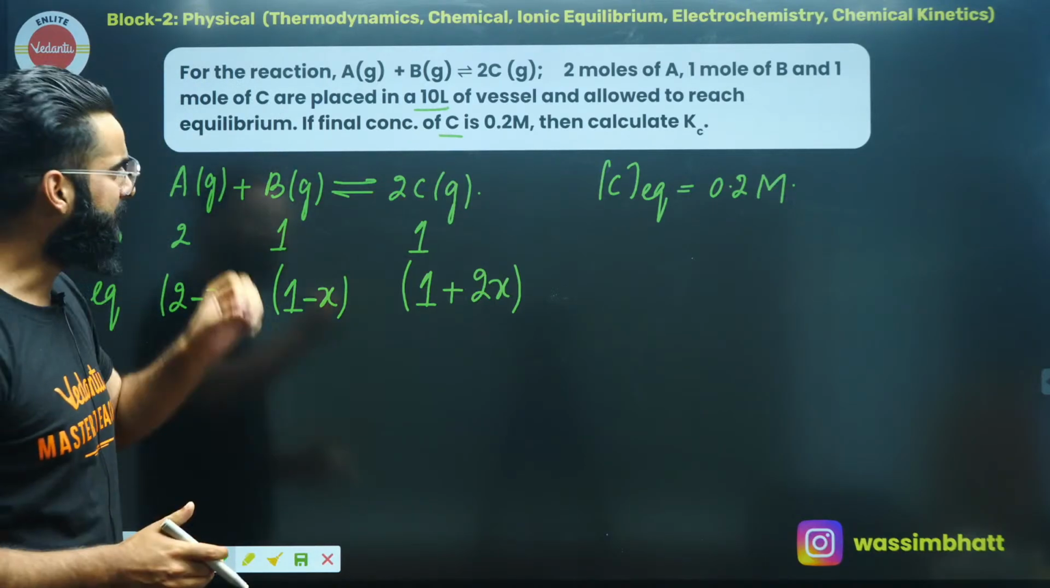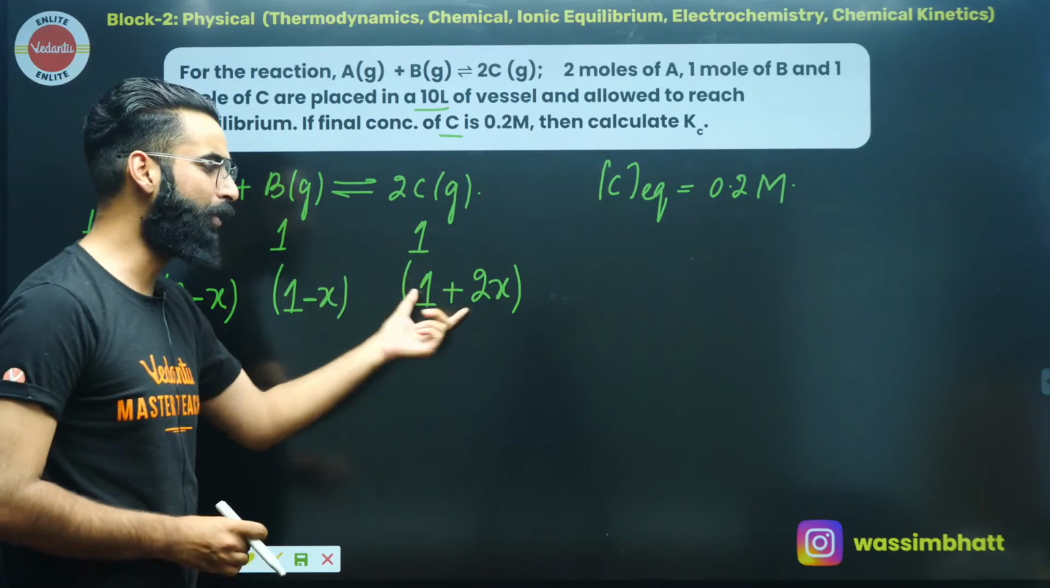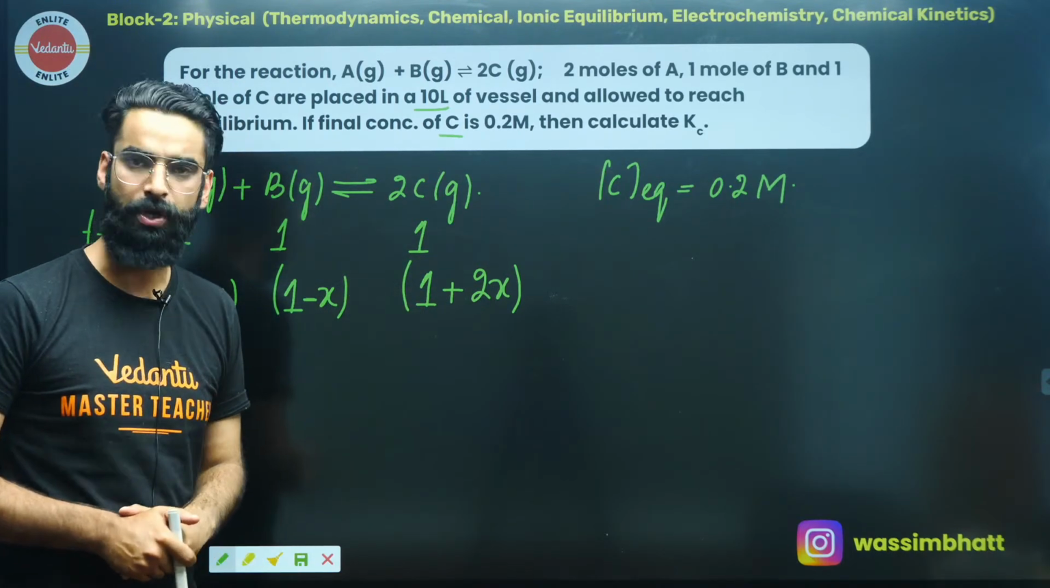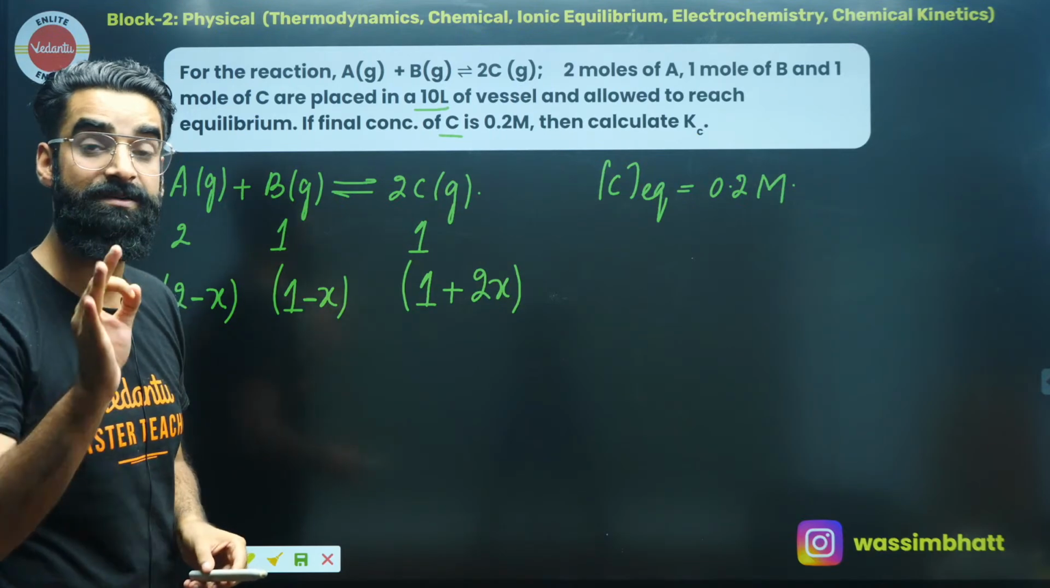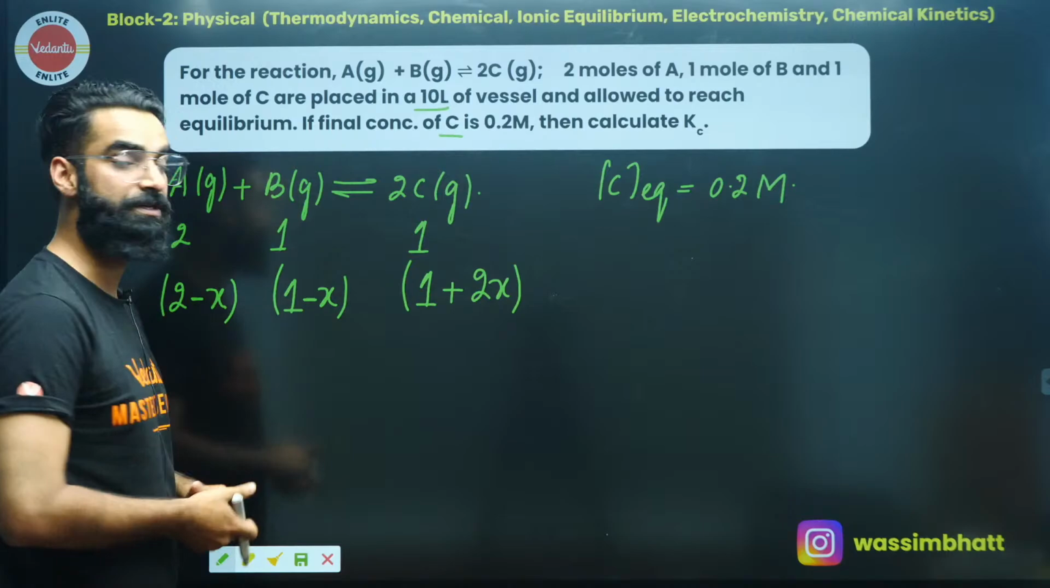Perfect. But in order to calculate Kc, do I need to calculate the moles of reactants and products at equilibrium? No. What do we need then? We need the concentration of each reactant and product at equilibrium. How do you convert these moles into the concentration?